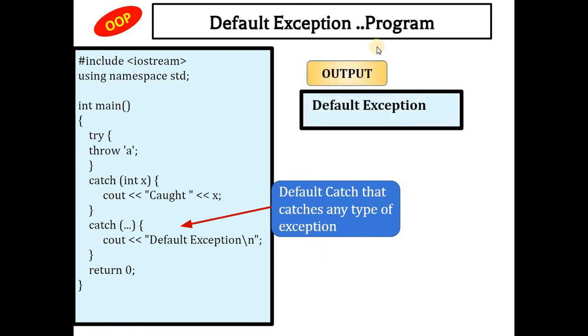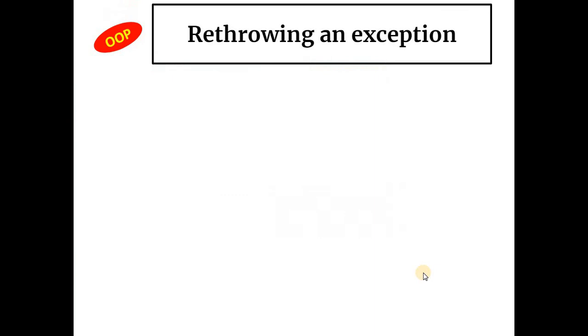Why is default exception coming? Because you are throwing a character which is not caught by the integer catch, that is why it goes into the catch with 3 dots.